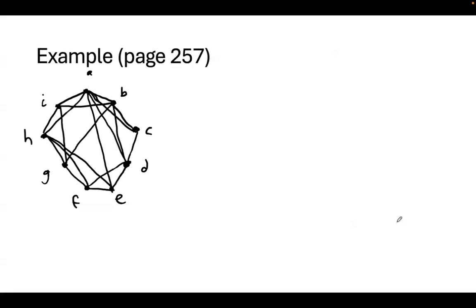So this is the one that they have in the book. This is our graph to start with. We've got 1, 2, 3, 4, 5, 6, 7, 8, 9 vertices and several edges. And so we start with a Hamiltonian cycle, and that's just going to be A through I all the way around.